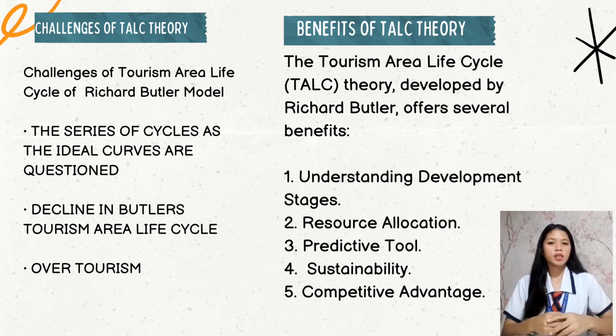Second is resource allocation. It assists in allocating resources effectively by highlighting the specific needs and priorities of a destination at different stages, enabling better investment decisions. And third is the predictive tool. It serves as a predictive tool because it allows policymakers, investors, and communities to forecast the future trajectory of a destination based on its current stage in the life cycle.